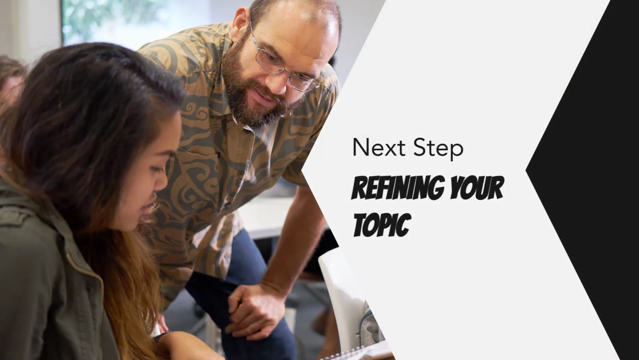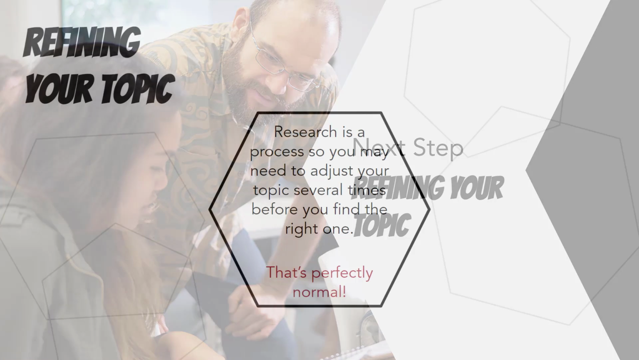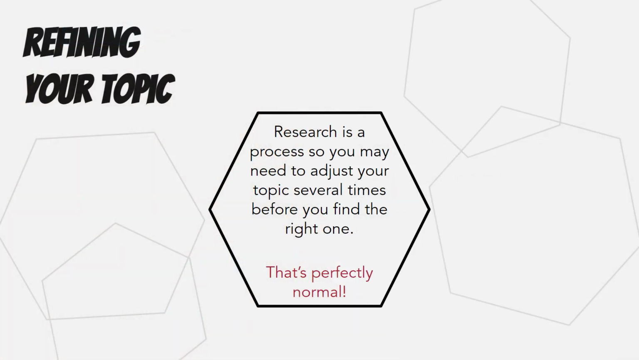Now, once you start looking for information about a topic, whether that be in the reference sources you just saw or in any of our other databases, you may find that your topic isn't quite right, and that you'll need to adjust it to better meet the assignment guidelines or to make it more personally enjoyable or rewarding for you. Do not let that scare you or make you feel defeated. Research is a process, so you may need to modify your topic or your search strategy several times. That's totally okay. It's actually perfectly normal.